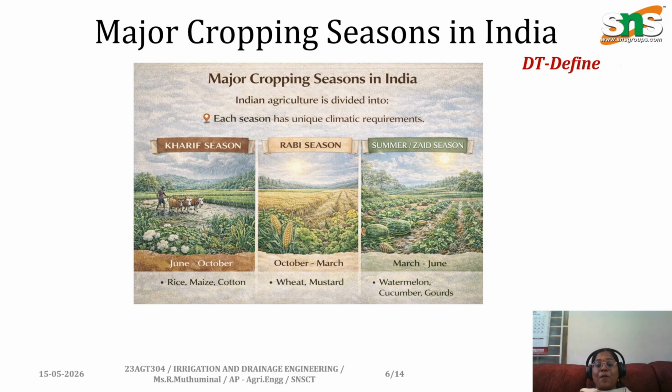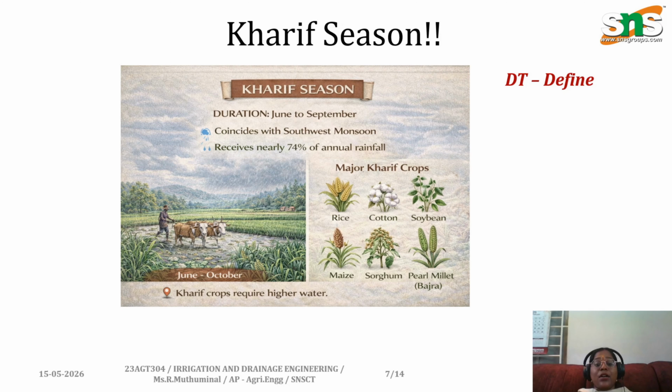The Kharif crops are grown during the monsoon season. Usually sowing begins during the month of June to July. The harvesting occurs during September to October, and these crops require warm temperature and high rainfall. The examples include rice, cotton, soybean, and maize. Rice is the king of Kharif crops in many parts of India, but Kharif farming is highly dependent on monsoon reliability. If the rainfall fails, the entire agricultural economy begins to trouble.